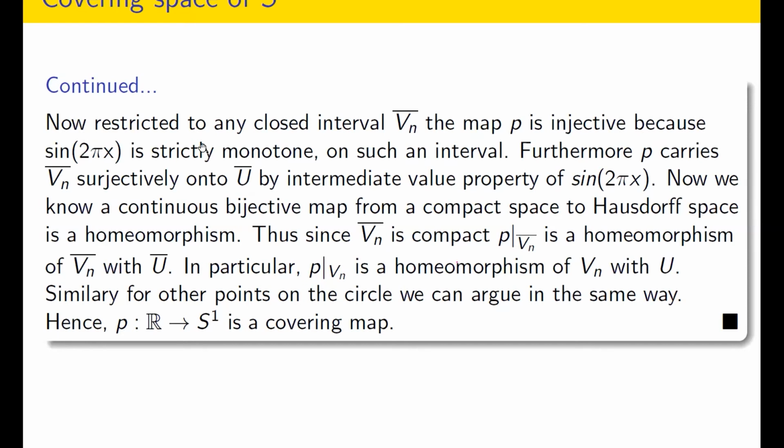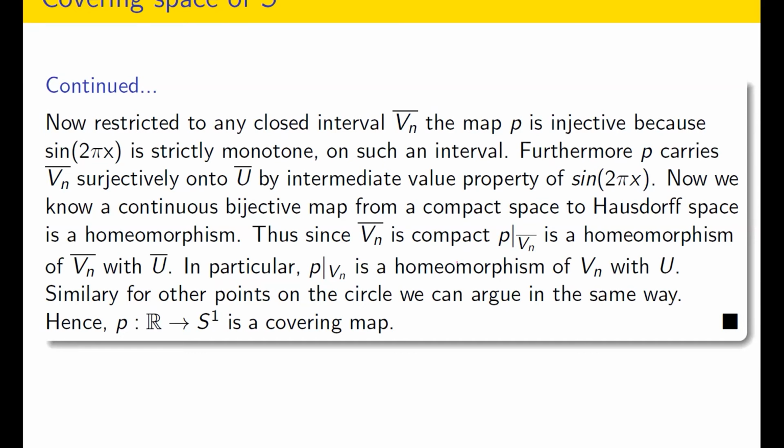So how will we prove it? If we restrict P to any closed interval Vn bar, then P is injective. Why? Because sine 2 pi x is strictly monotone. Vn bar is the closed interval n minus 1 by 4, n plus 1 by 4. There sine 2 pi x is strictly monotone. Why? Its derivative cos 2 pi x is strictly positive. So sine 2 pi x is strictly monotone, so that one component is strictly monotone. So P is clearly injective.